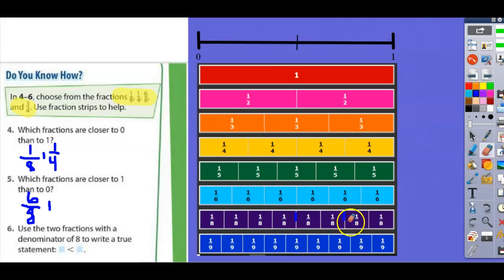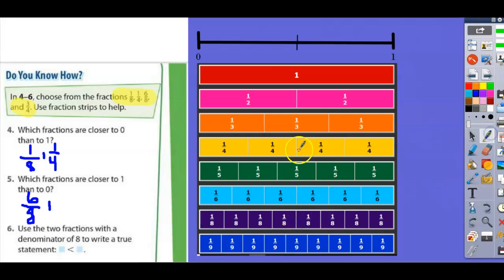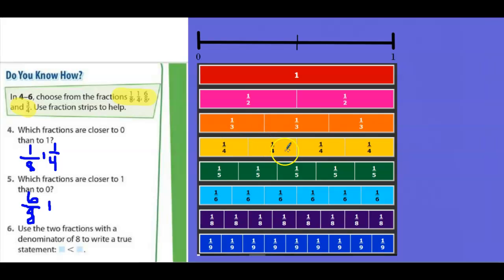So next it says, erase that, 3/4. So we're going to look at 3/4. So we have 1/4, 2/4, 3/4. 3/4 ends right here, and 1/2 is right here. So I can see that 3/4 is greater than 1/2, so I know that it is closer to 1. So 3/4 is closer to 1.